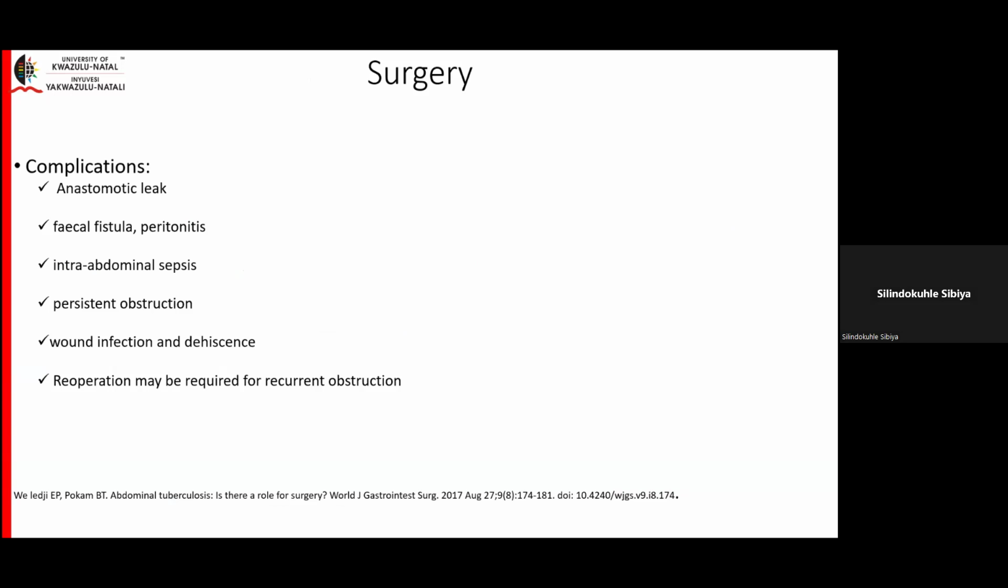So as with all surgeries, we worry about the complications of surgery, and the complications would include anastomotic leak, fecal fistulization and peritonitis, intra-abdominal sepsis, persistent obstruction, wound infections and dehiscence, and reoperations that may be required for recurrent disease. Since TB mimics Crohn's disease and colon cancer, can one take literature from those two conditions to decide how we configure our anastomosis to prevent these complications?